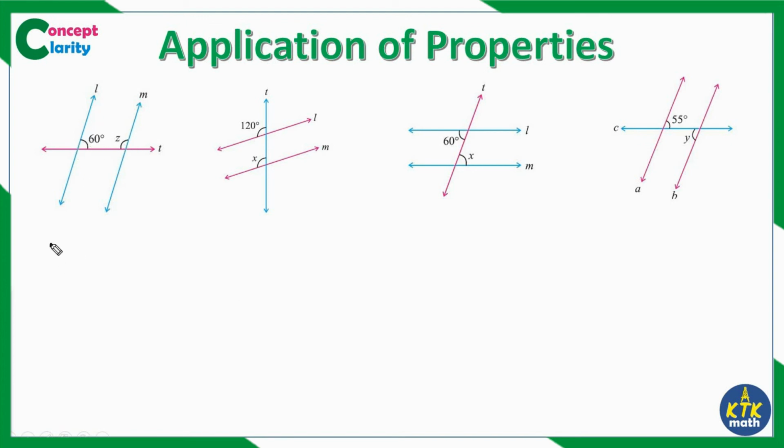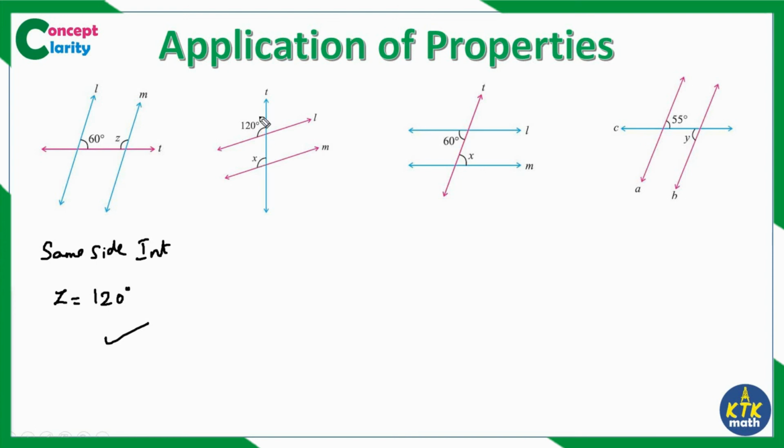So these are same side interior angles. Same side interior means, as I told you, you subtract from 180. Therefore z is equal to 120. That is 180 minus 60, which is 120. So the first one is over.